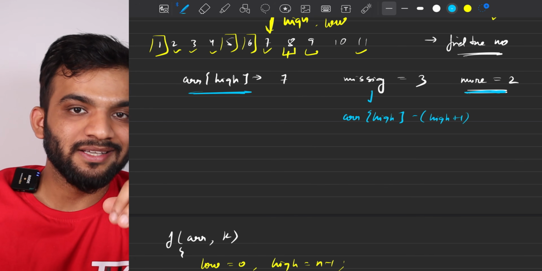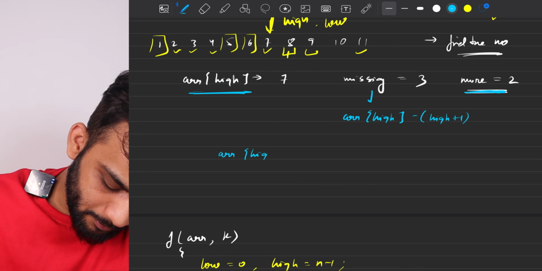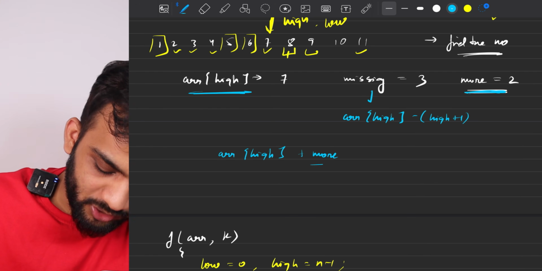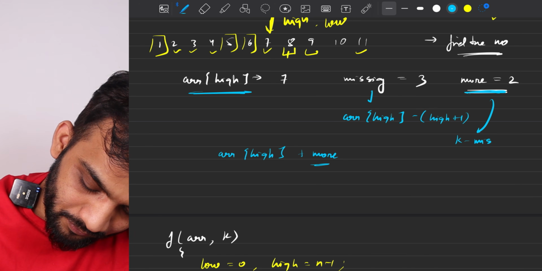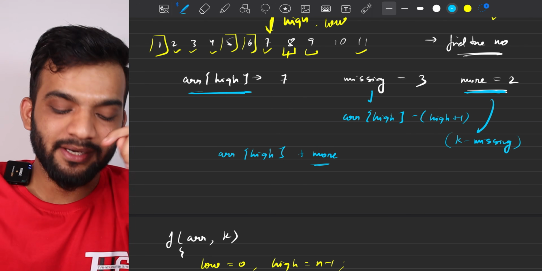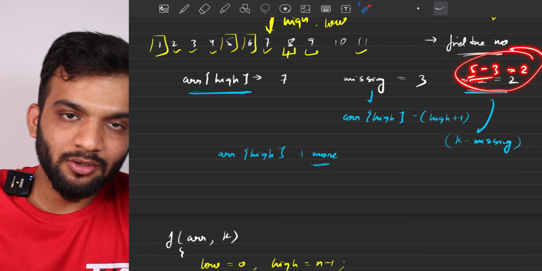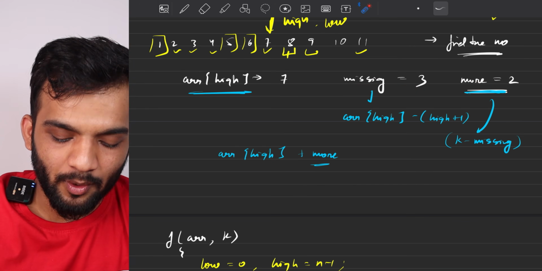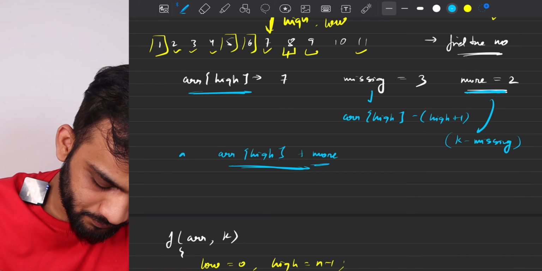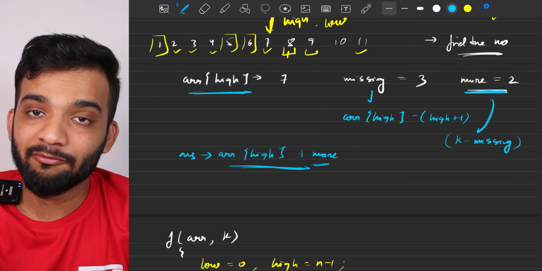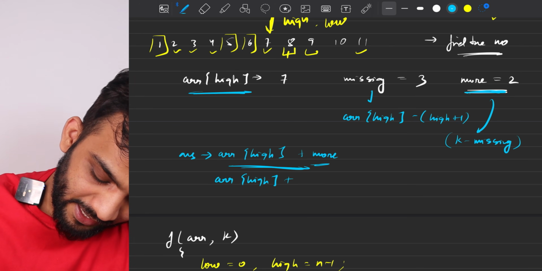How many more do you need? That is what the thing is. What is your answer? Array of high plus more. What is more? Can I say more is nothing but k minus missing, because k was 5, missing was 3, so more came out to be 2. Whatever you are looking to find and wherever you are at, k minus missing will be your more, right? So can I say this was my answer, which is array of high plus more. So I'll write array of high plus more. What is more? K minus missing.